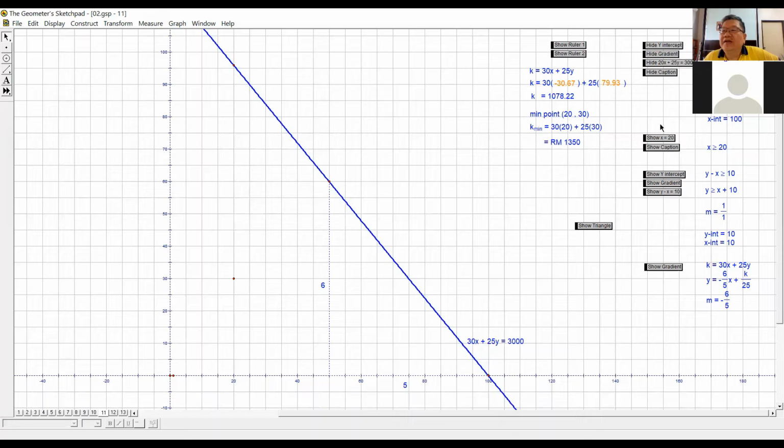Okay, then the next one is you want to draw this line. This is the inequality x greater than 20. So which line is the line x greater than 20? Oh, this is x equals 20. This line is x equals 20. Greater than will be on the right hand side, sorry. So it is somewhere here, the region. Next one.